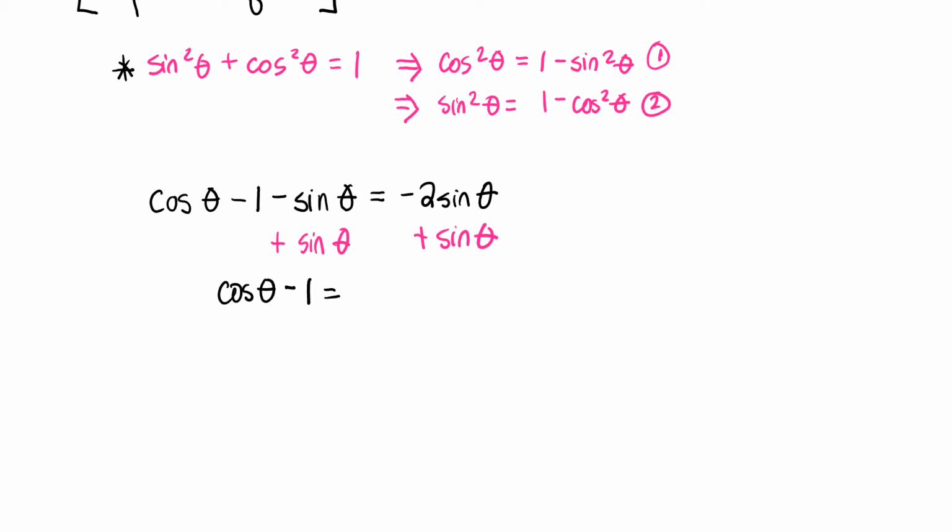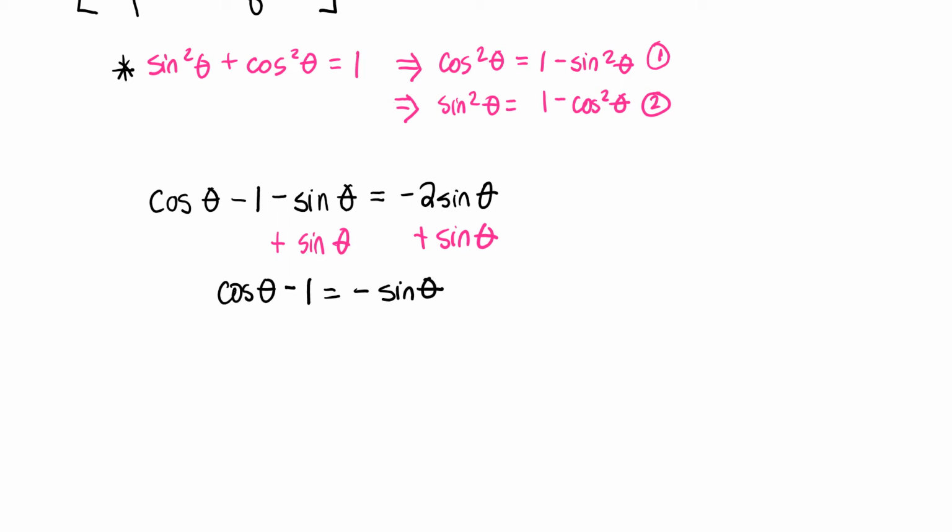Remember, we are going to treat our trigonometric equations or trigonometric functions as a variable unto itself. So this is no different than saying x minus 1 minus y equals negative 2y. And I'm just adding y to both sides, so negative 2y plus y would be negative y, and in this case, negative 2 sine theta plus sine theta would be negative sine theta.